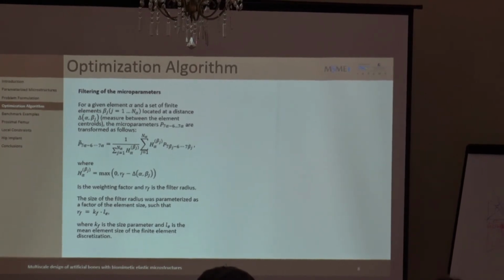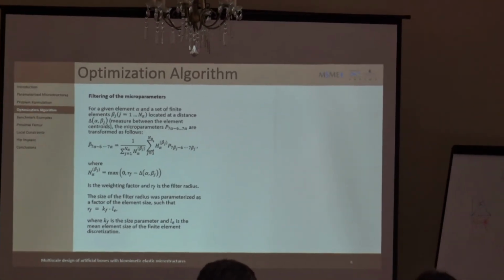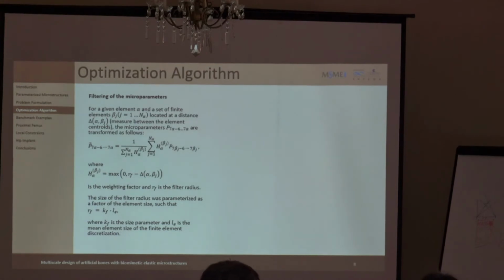We also use a filter in the microparameters in order to get rid of the checkerboard problems that are pretty common in optimization problems, and also to improve the manufacturability of the optimized structure that we obtain. For this, we used a distance-weighted filter in the microparameters, and we parameterized the size of the filter as a factor of the element size.